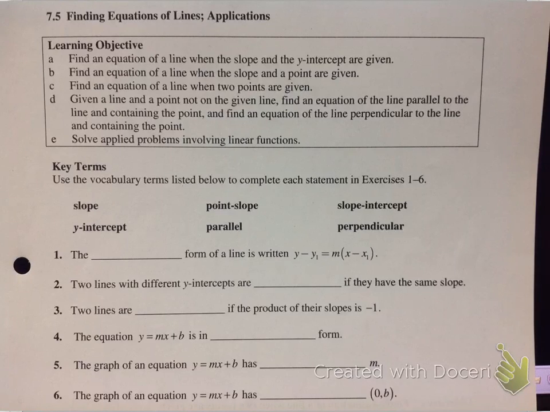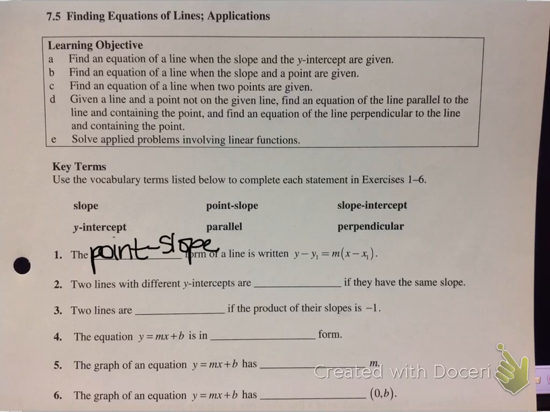Now we're going to look at finding equations of lines. So in the last lesson we were kind of graphing and looking at some of the characteristics of particular kinds of lines. Now we're going to use those ideas and write our own equations. So the first thing we're going to point out is the point-slope form of a line is written y minus y sub 1 equals m times the quantity x minus x sub 1.